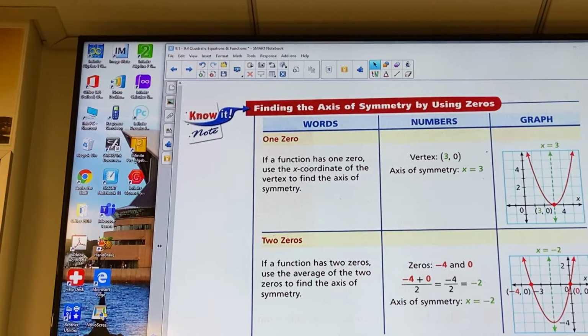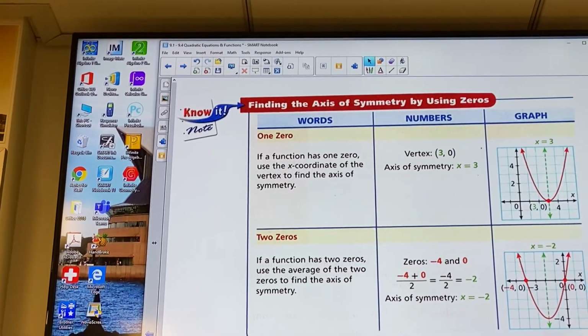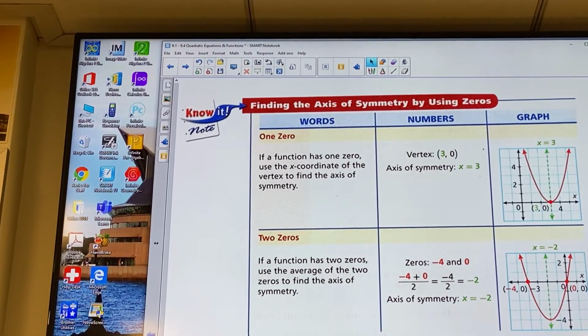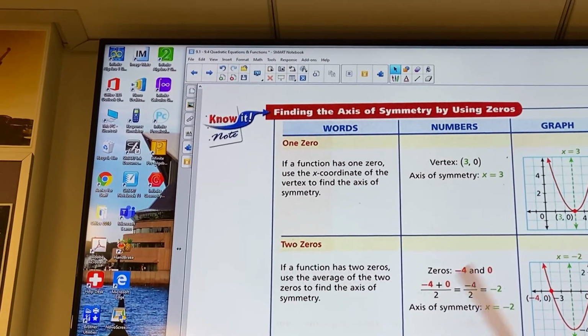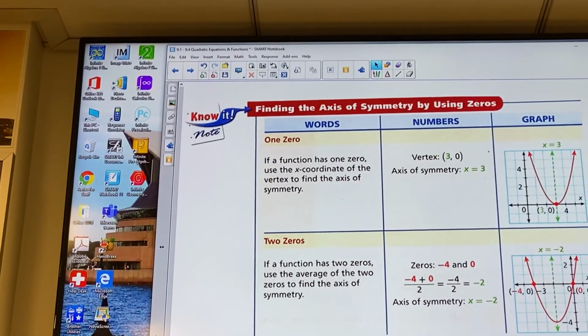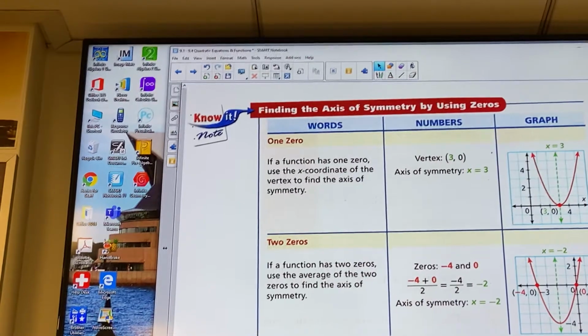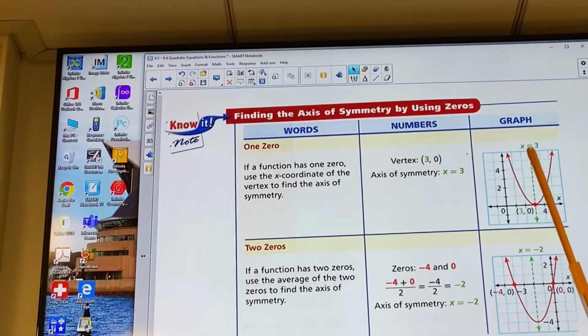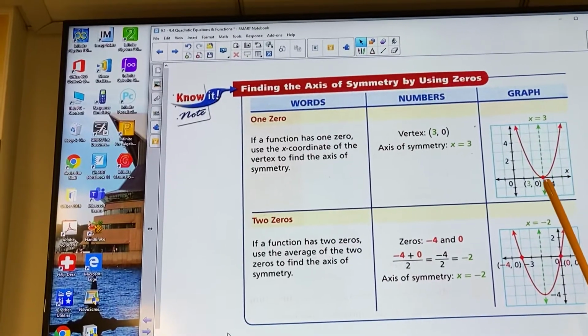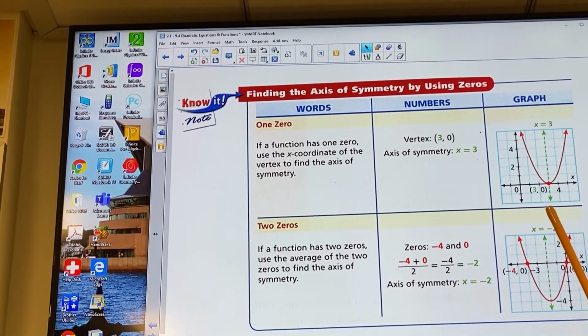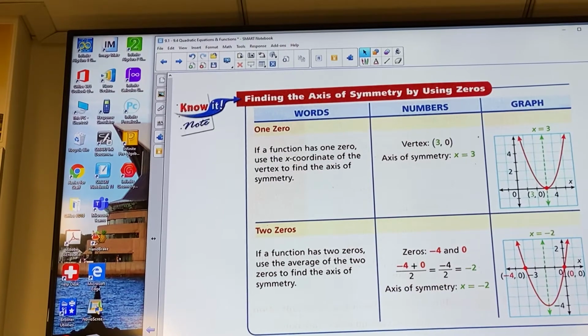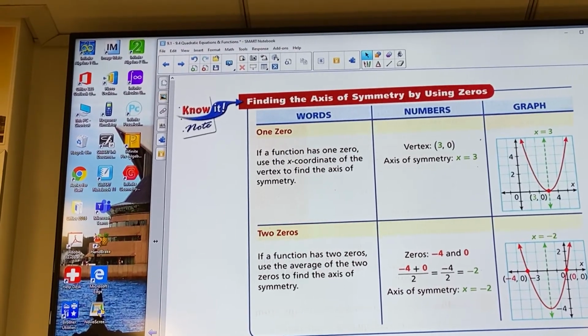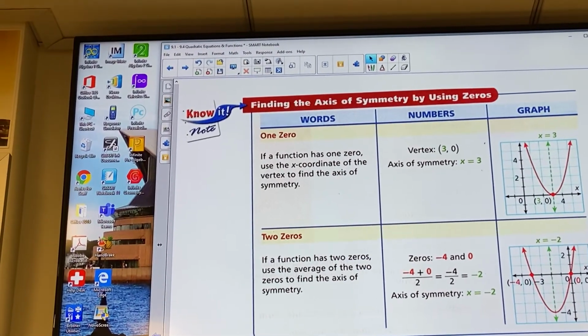The axis of symmetry is always the vertical line that passes through the vertex, right? So vertical lines all have equations x equals a number. So this vertical line is x equals 3. The axis of symmetry is x equals 3. If the vertex touches the axis of symmetry, the axis of symmetry is always going to be x equals the x-coordinate of the vertex.